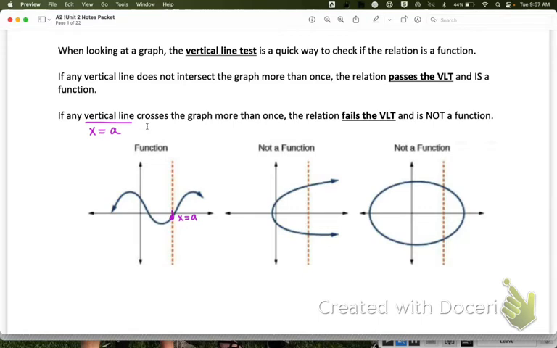If it is not a function, we have this same line here at x, but it intersects here. So that's the ordered pair x, let's call it y1. But also down here, that same line, so it has the same x, but it has a different y value. That means that x sometimes goes to y1 and sometimes goes to y2. That's why failing the vertical line test tells you that you cannot have a function, because you have more than one y value that crosses the same x value, okay?